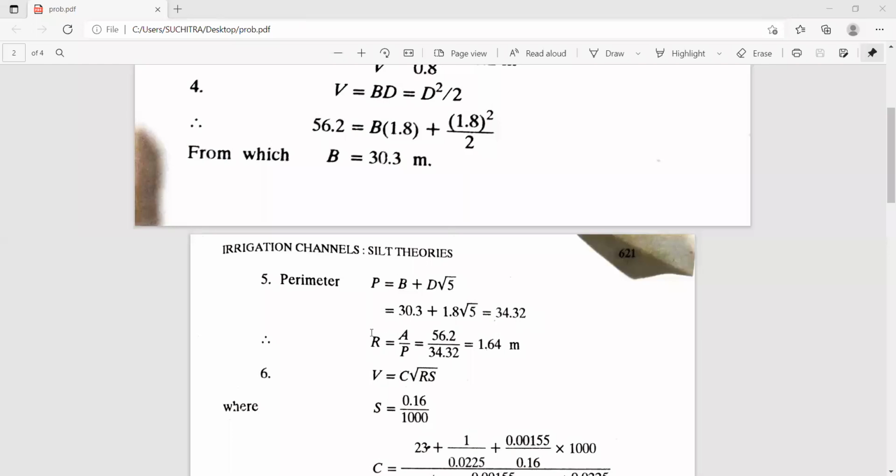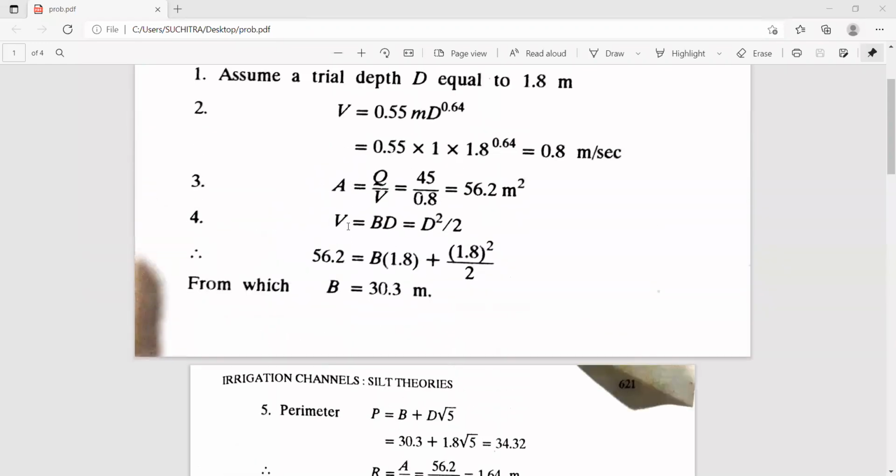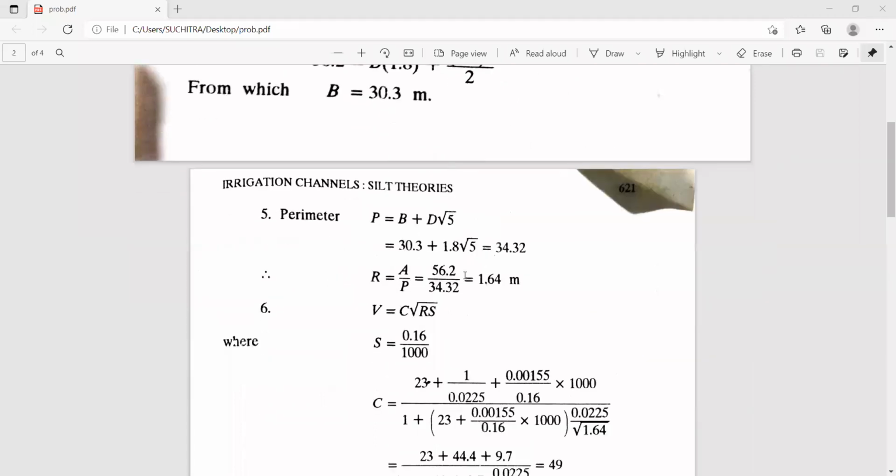Now, we have to find the value of the hydraulic mean depth, which is nothing but the area by perimeter. So area already we have calculated. Here it is actually A. So there is a mistake here. It is not V, it is A. So here the area is 56.2 meters, and the hydraulic mean depth will be area by perimeter. So that also comes to 1.64 meter.